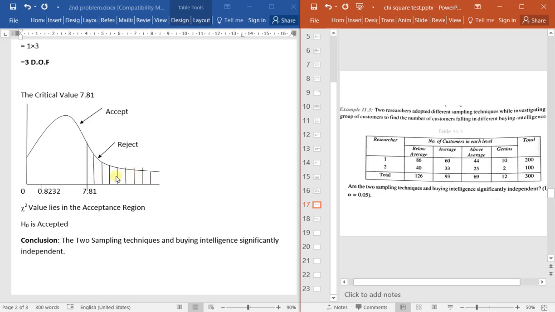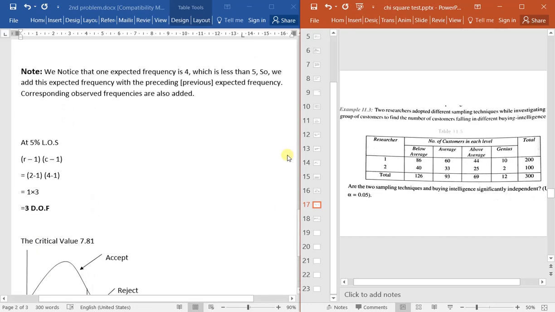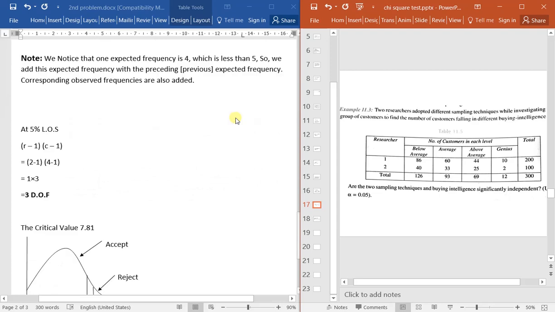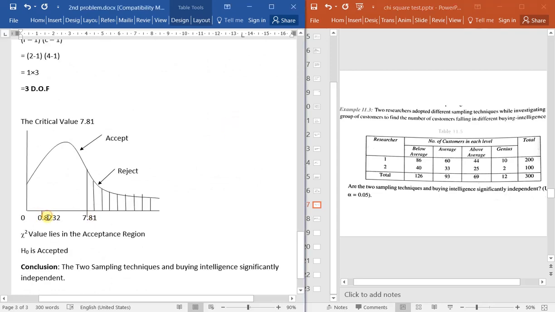Mark the area towards the right as the critical region, or we call it the reject region, and towards the left it is the acceptance region. If your calculated chi-square value falls in the acceptance region, you accept H naught, and if it falls in the reject region, you reject H naught. So what is our calculated chi-square value? The calculated chi-square value is 0.9232.